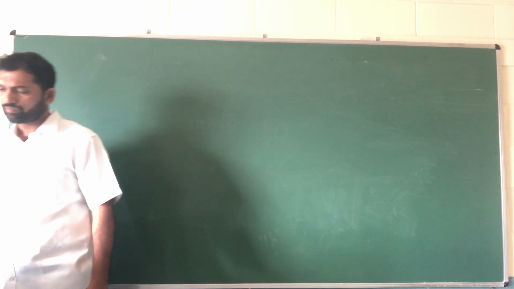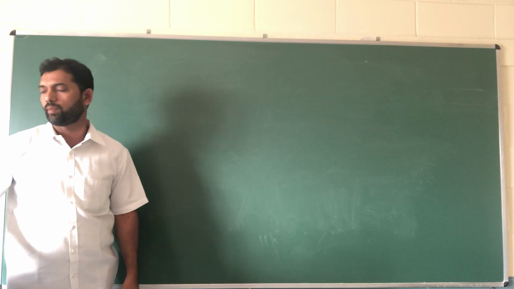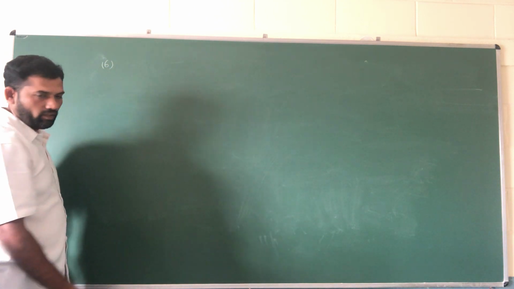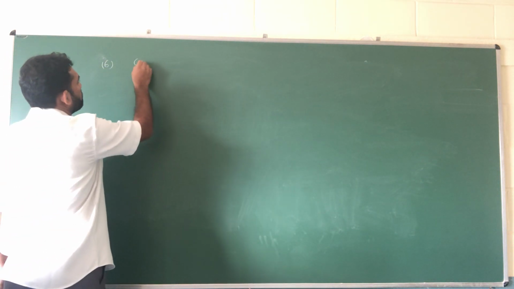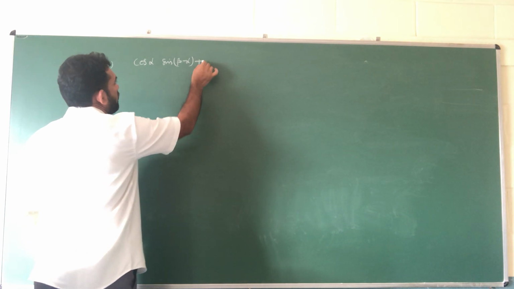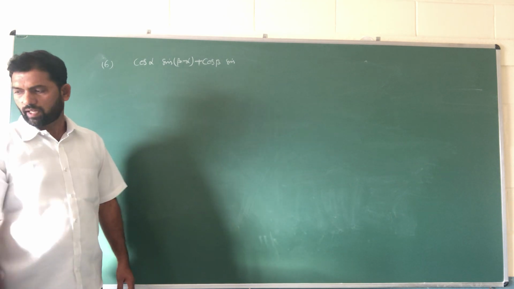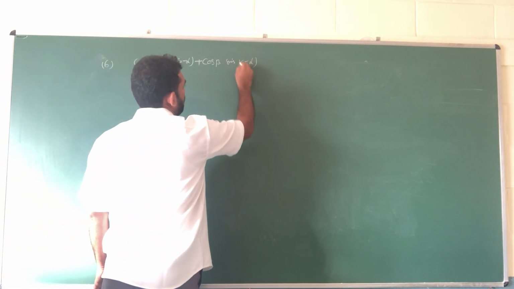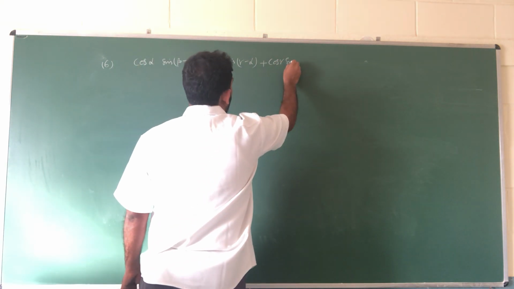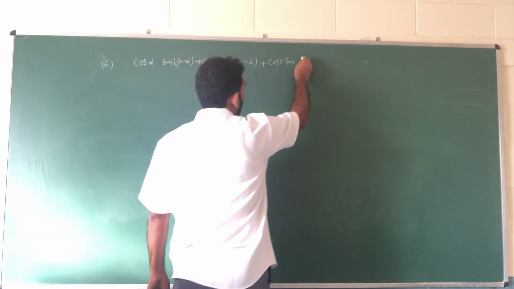Next one. The fifth one is in harmonic progression, that is a sequence and series problem. You will use that one. Next, question number 6: cos alpha sin(beta minus alpha) plus cos beta sin(gamma minus alpha) plus cos gamma sin(alpha minus beta).